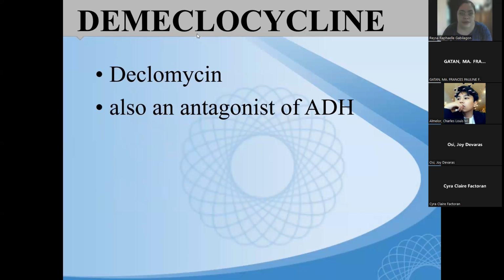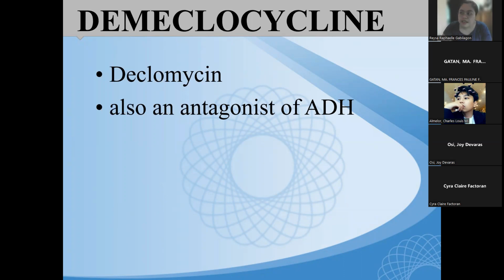And then lastly, we have the demeclocycline. Brand name niya itong declomycin. So, just like the conivaptan, this is also an antagonist of the antidiuretic hormone in the receptors, which are actually found in the kidneys. Okay? Now, another board exam question. The demeclocycline, class, is originally used as an antibacterial. This is actually an antibiotic, antibacterial antibiotic.